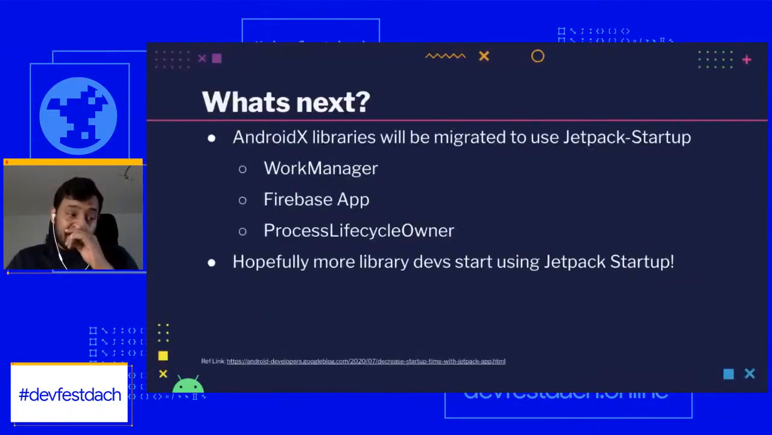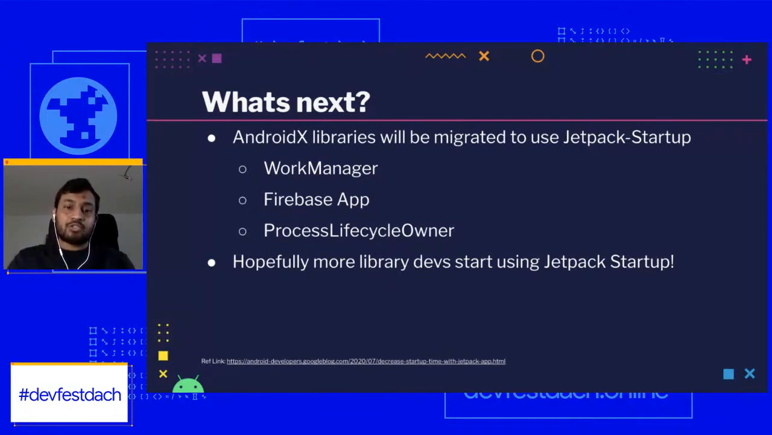So what's next? Well, the first thing that needs to happen right now is that the AndroidX libraries need to be migrated to use Jetpack Startup. Why? Because they are more widely used than any other library out there. A lot of people are using Work Manager, Process Lifecycle Owner, and Firebase, and they all need to actually start using Jetpack Startup, but they are not. Hopefully that happens in the future.